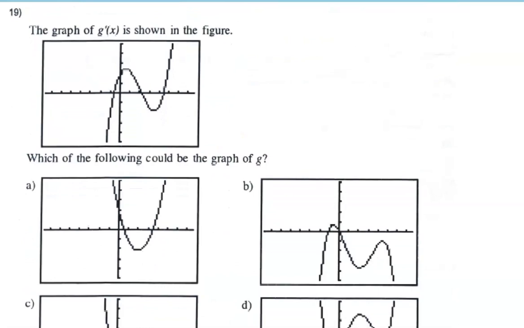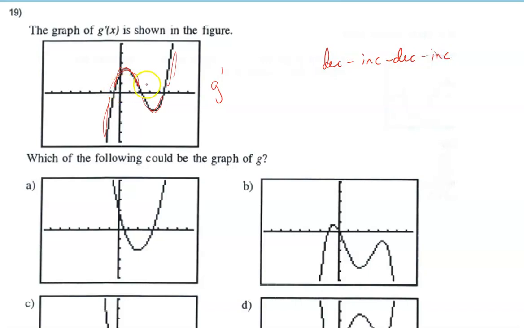All right, 19, the graph of G prime is shown. We want to know which could be the graph of G. All right, well, let's see what G prime tells us about G. If G prime is negative, then G is decreasing. So here we would have a negative slope on G, and then a positive slope, and then a negative slope, and then a positive slope again. So we're looking for something that decreases, and then increases, and then decreases, and then increases again.